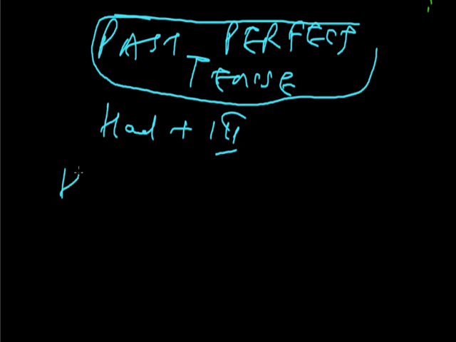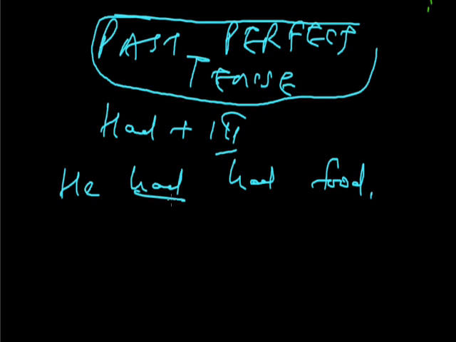So here I make a few examples for you of the affirmative. Now, he had food. Don't be shocked. He had food. Yeah, you can have had food. He had food. Now the first had is the helping verb, and the second had is the main verb. Have had. Clear?